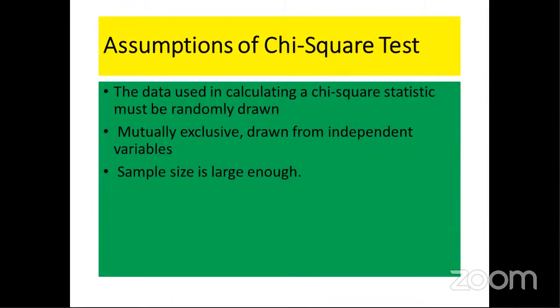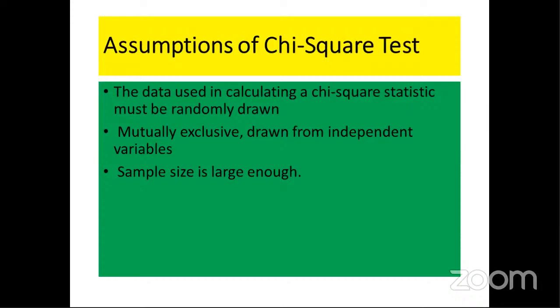Now, when do we use chi-square? The chi-square test is used whenever you meet certain assumptions. There are only 3 assumptions. First, the data used in calculating a chi-square must be randomly drawn. All test statistics are only used when you make use of probability, or what we call scientific sampling. So do not say that because it is enumeration data, it's non-parametric and not probability sampling. In this case, you cannot use chi-square.